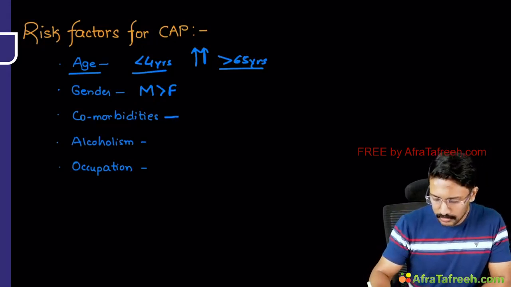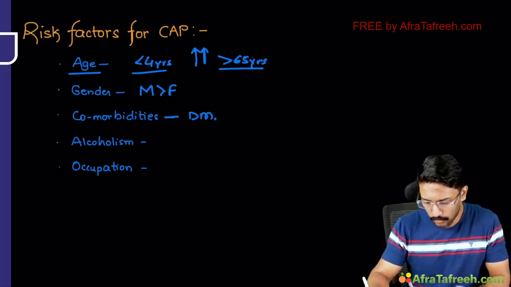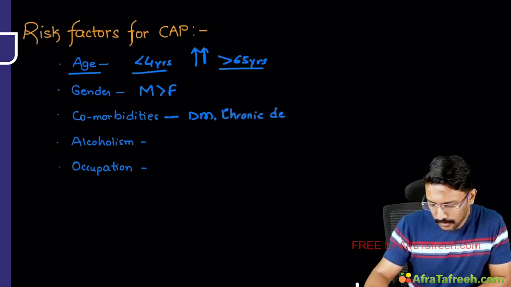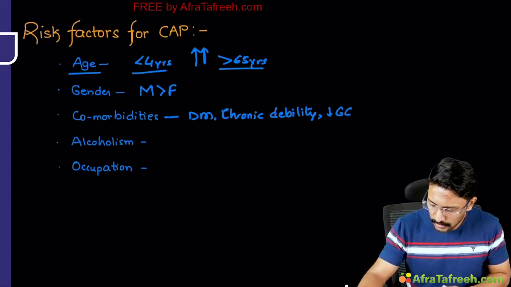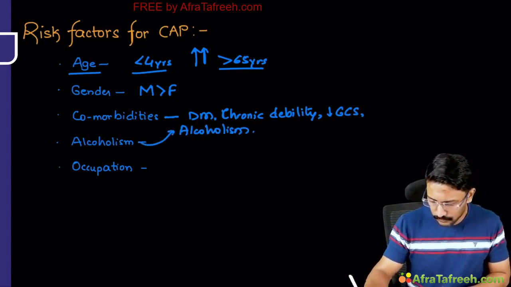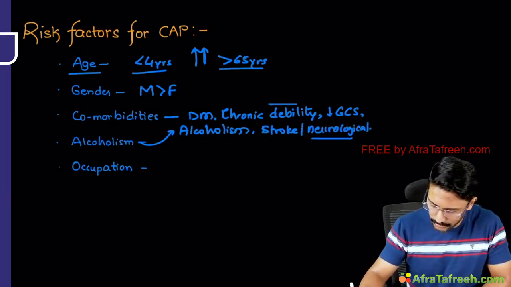In terms of comorbidities, there are a lot of comorbidities which increase the risk of pneumonia, right? I am starting with diabetes mellitus, which is an important comorbidity. Apart from that, chronic debility is an important comorbidity because chronic debility increases the risk of micro and macro aspirations. Then low GCS is a risk factor. Alcoholism is a risk factor. Apart from that, stroke and neurological diagnosis are risk factors. These are all associated with an increased risk of developing pneumonia.